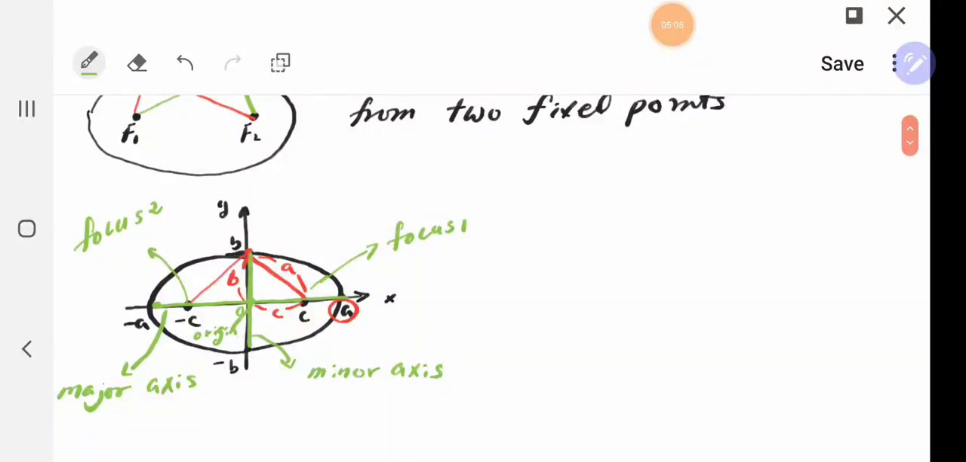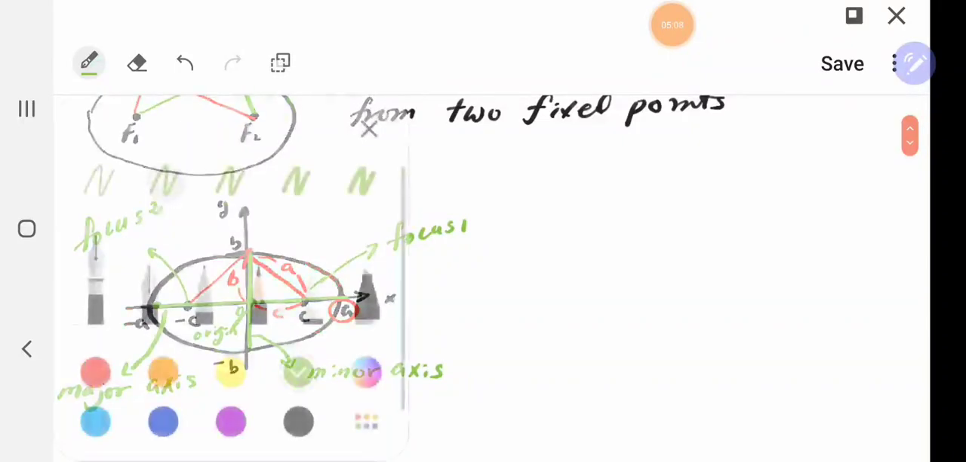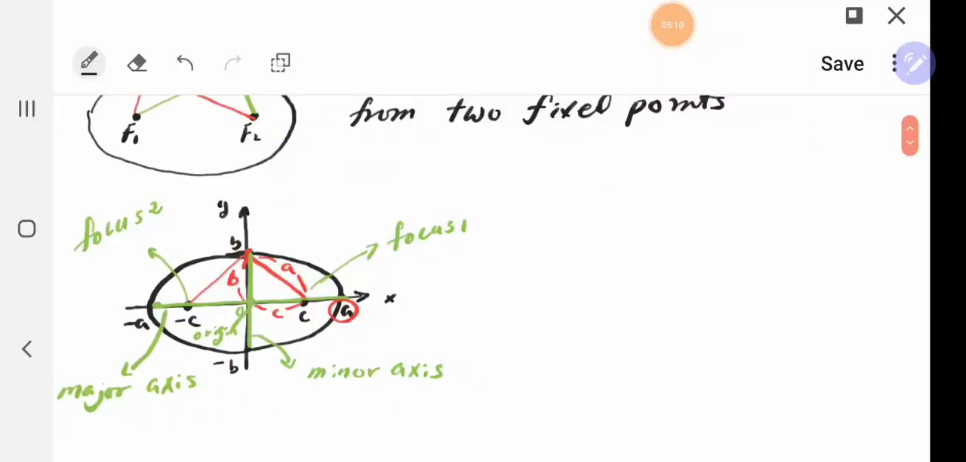Then the equation for this ellipse is x squared over a squared plus y squared over b squared is equal to 1. This is the ellipse formula.